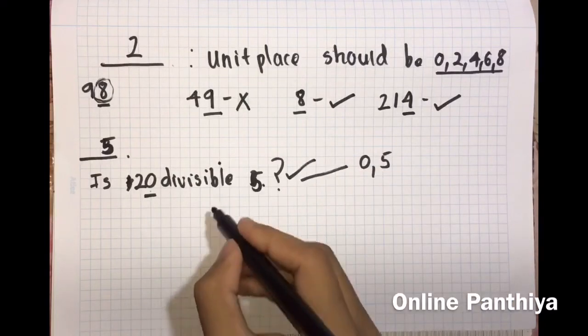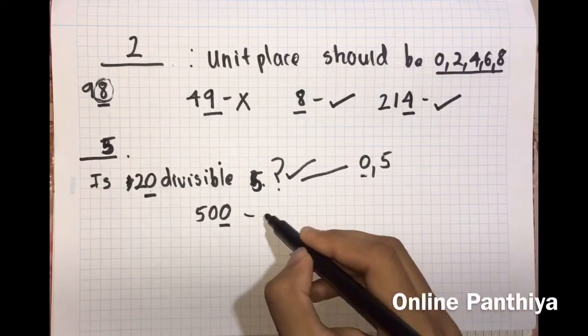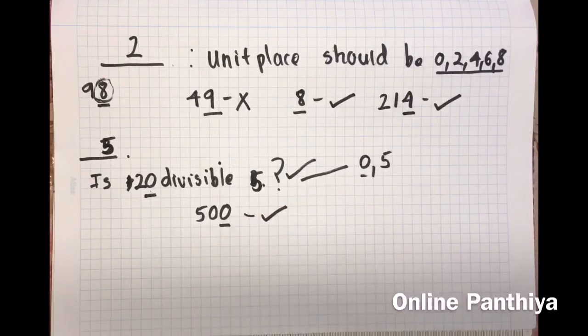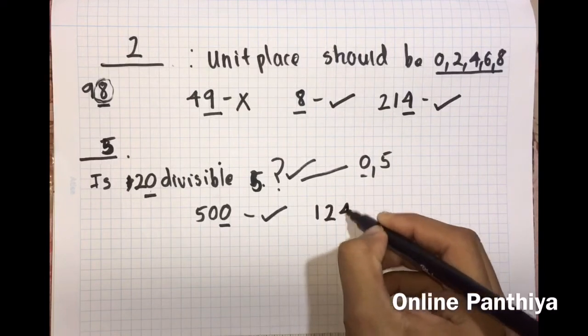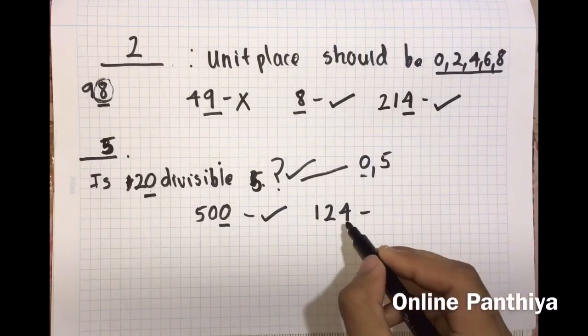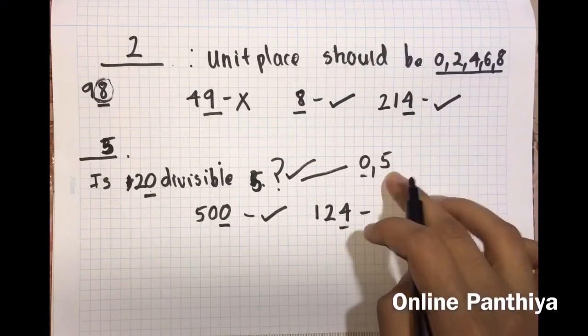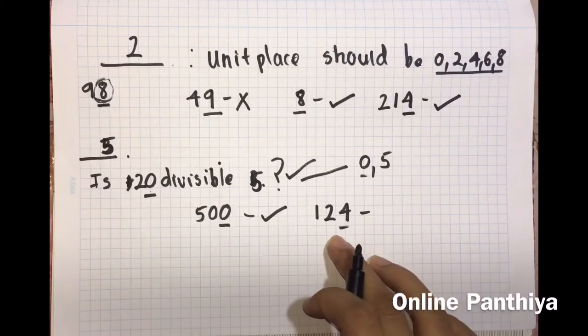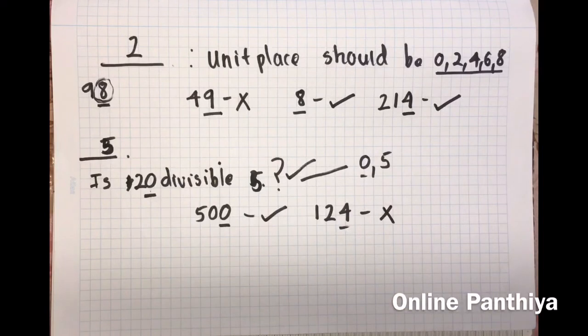One more example. Let's say 500. It's a larger number, right? So what is the number at the unit place? It is 0. So you should say yes, it is divisible by 5. Let us go for another example, 124. How do you check? You have to check the number at the unit place. Now you have 4 here. Is 4 included here? No. Then is 124 divisible by 5? No. Understand? I hope it is easy.